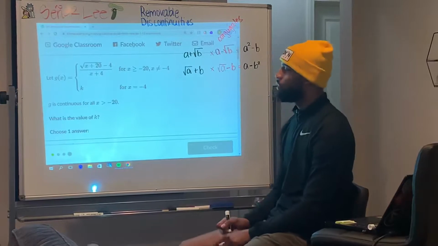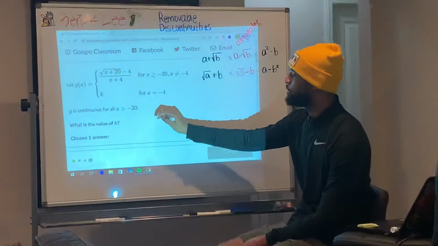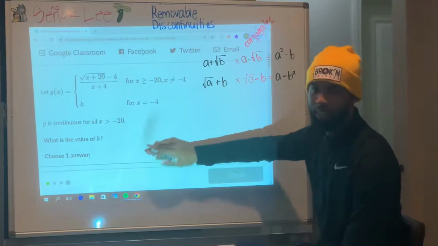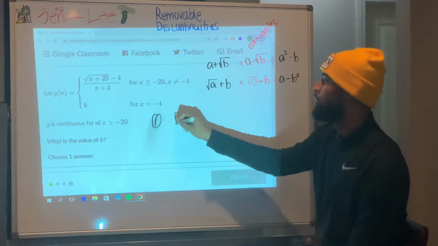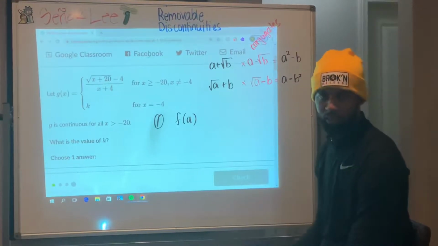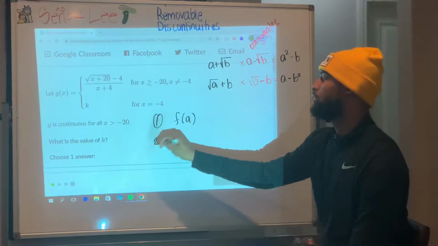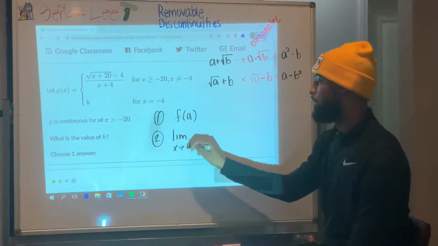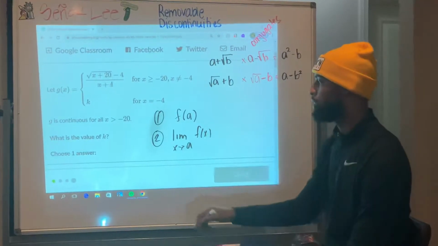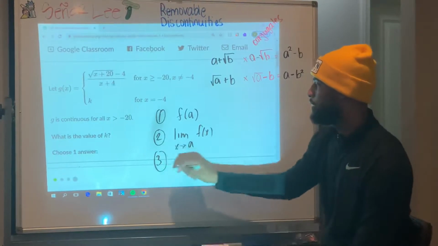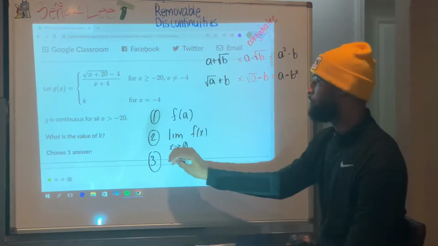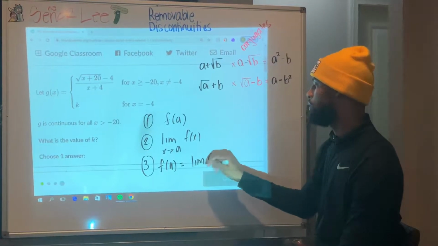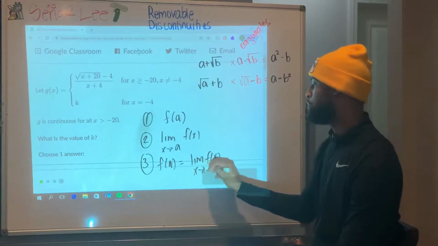Just as a reminder, in order for something to be continuous, there's 3 conditions. Oops, why would I start with 3? First, the exact value must exist, so f of a must exist. Second, the limit as x approaches a of f of x must exist. And finally, these 2 things are the same. So that means f of a is equal to the limit of f of x as x approaches a.